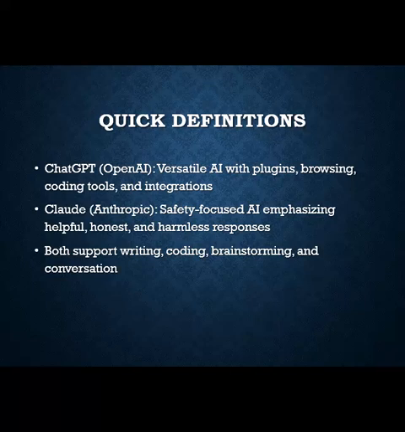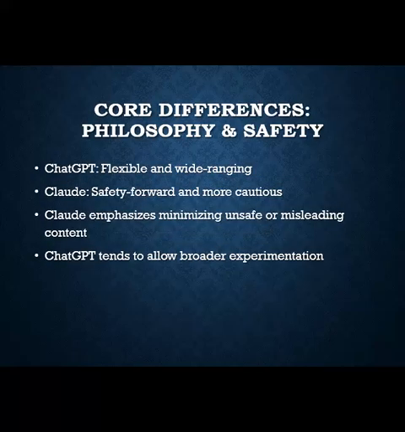Here's a clear breakdown. 1. Quick definitions. ChatGPT (OpenAI): a versatile language model family (GPT-4, GPT-3.5, etc.) offered as a chatbot with features like plugins, browsing, code interpretation, and integration with Microsoft products in some plans. Claude (Anthropic): a strong conversational model focusing on helpful, honest, and harmless responses with a safety-centric design and clear structured outputs. Known for long-form reasoning and careful refusals when content is risky.